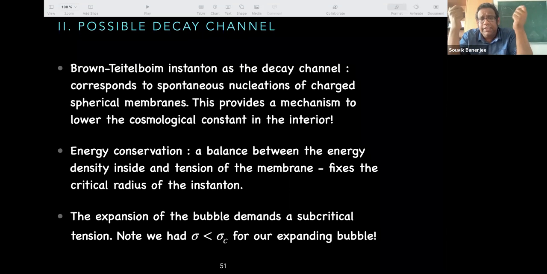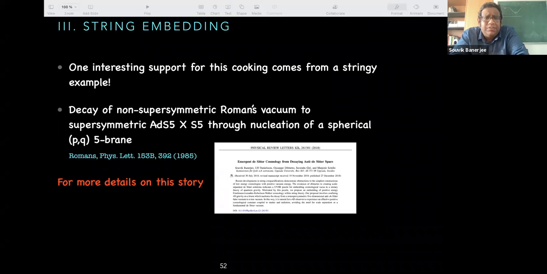And we can just check that in our case, we actually have a subcritical tension for this expanding bubble. So everything is so good. And then another interesting support comes from an explicit stringy example where we consider a decay of a non-supersymmetric vacuum, a very particular vacuum with a particular G3 flux. And this G3 flux makes things non-supersymmetric.